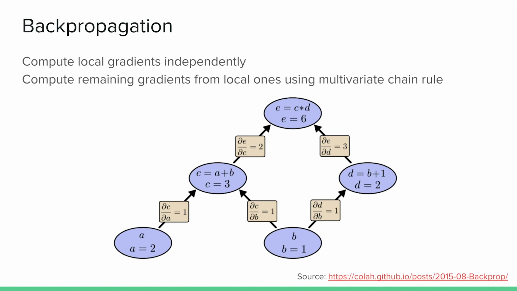Now we can compute the partial derivative of e with respect to the left part, to c, which is 2, and the partial derivative of e with respect to d, which is 3. And then we repeat the same for the next layer down. We have the simple addition. c was just adding a and b, so the partial derivatives for both sides are just 1. And then we had another addition for d, which also gives us the derivative of 1.